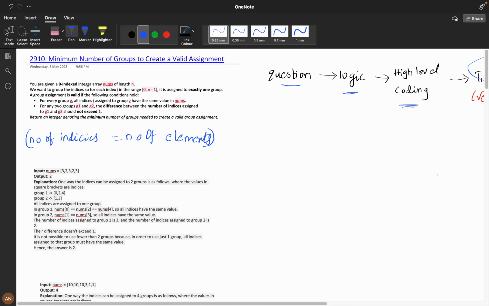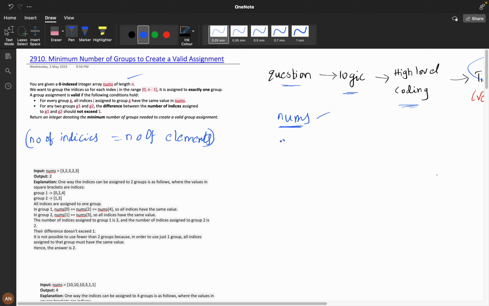So here you are given a zero-indexed integer array nums of length n and we want to group the indices. Each index i in the range is assigned to exactly one group. A group assignment is valid if the following conditions hold. For every group g, all indices j assigned to group g have the same value in nums.